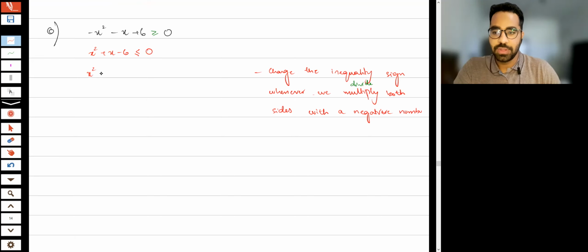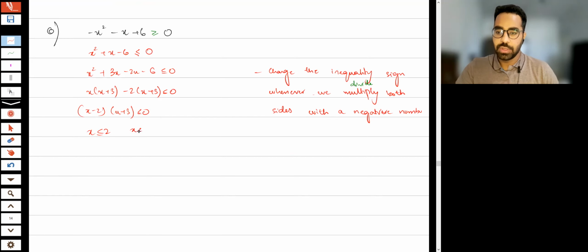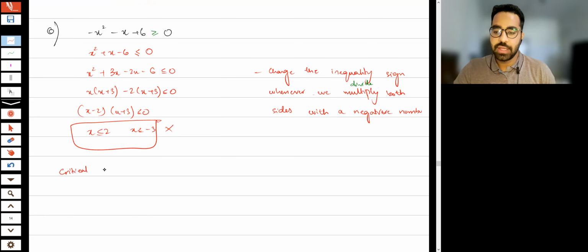This will become x squared plus 3x minus 2x minus 6 is less than equal to 0. So x plus 3 minus 2, x plus 3 is less than equal to 0. So I'll get x minus 2, x plus 3 is less than equal to 0. Now, I cannot write my answer like this: x is less than equal to 2 and x is less than equal to -3. That is wrong. I'll have to find out the critical values first. The critical values would be x equals to 2 and -3.